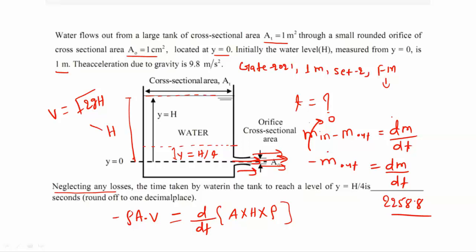One thing I am telling you, in the coming future it may come, suppose the mass flow rate at the inlet is given as something, then again you will use the same concept and you will get the answer. In the coming future, you can expect such kind of question. Okay, so my dear friends, now come to the another question.